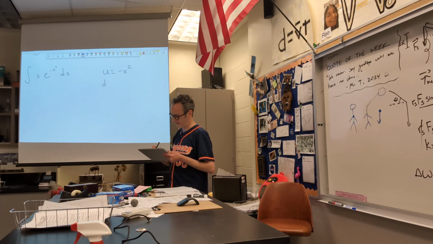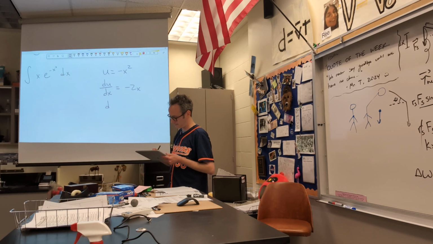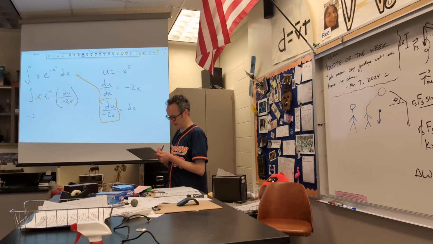Negative x squared. Next step, take the derivative with respect to x: negative 2x. Isolate dx. I got that, I'm going to plug it in there. Then this becomes the integral of x e to the u, and instead of dx, we're going to have du over negative 2x. The x cancels here, which is good because now I have everything in terms of u. So I got negative 1/2 integral e to the u du.